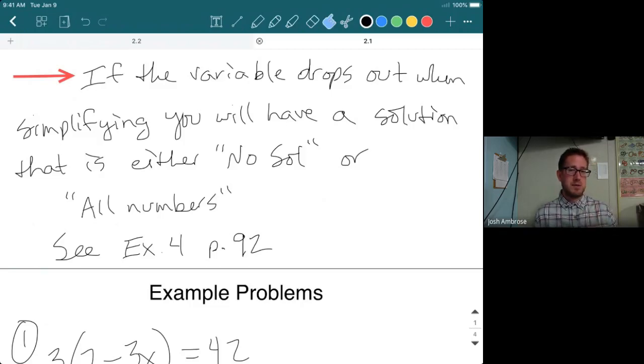And I really need you guys to now go to page 92 and read example 4. Because that's going to show you both of those different types. We also will be doing some in our examples, but take a look at what the book has for you there, because the more you get exposed to, the better you're going to get at math.